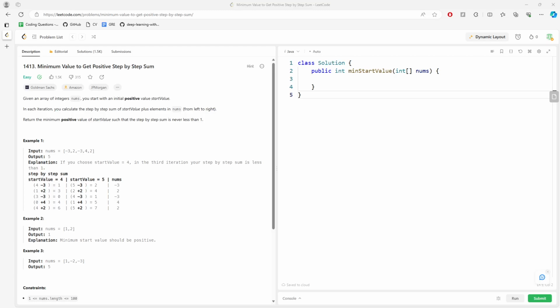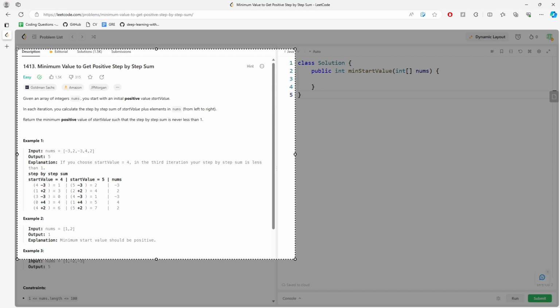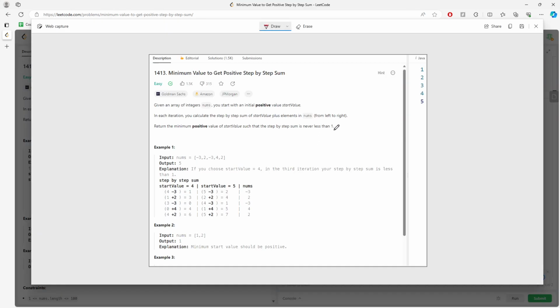Alright, so this question is minimum value to get positive step-by-step sum. Given an integer array, you want to start with an initial positive value, called startValue, and return the minimum positive value such that the step-by-step sum is never less than 1. So yeah, let's look at this.